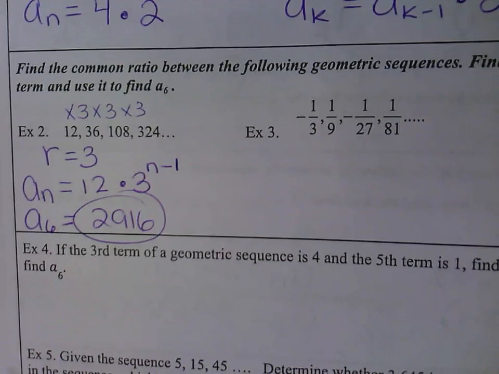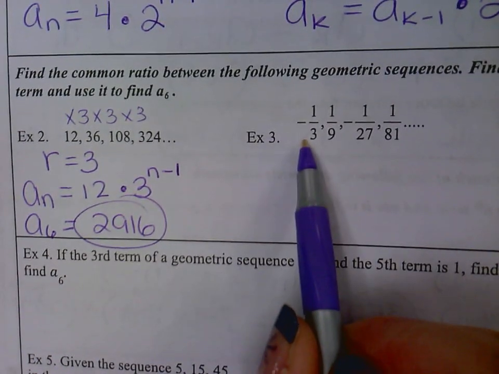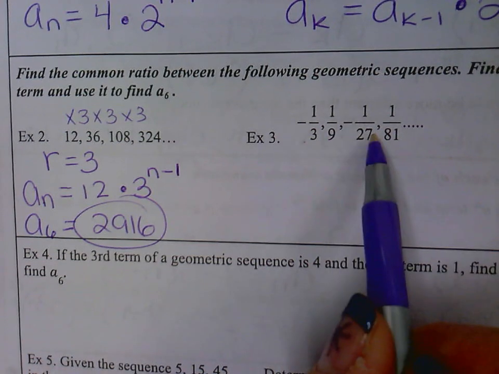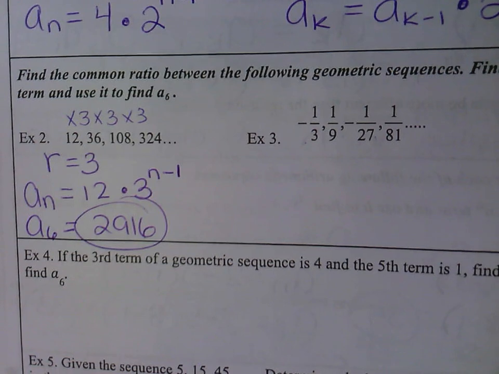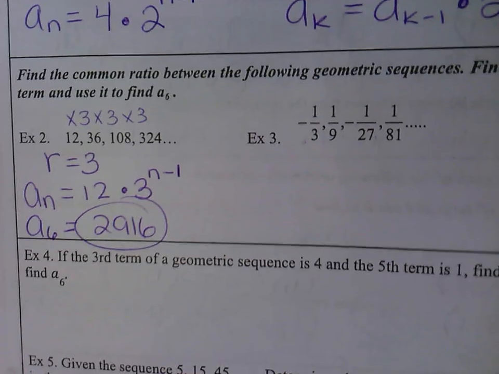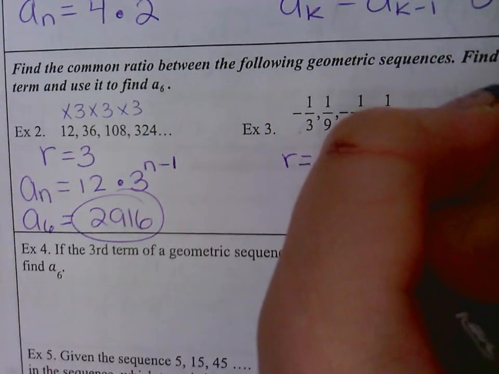All right, what's the pattern on number 3? How do we go from negative 1/3 to 1/9 to negative 1/27 to 1/81? What would I have to multiply? And not even negative 3, it's actually negative 1/3 because it's the denominator that's getting multiplied by negative 1/3.